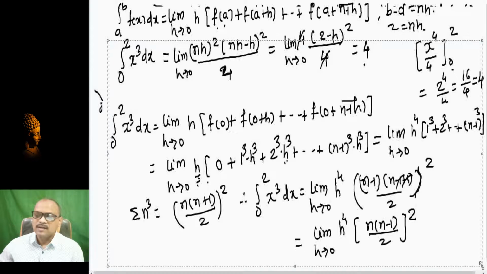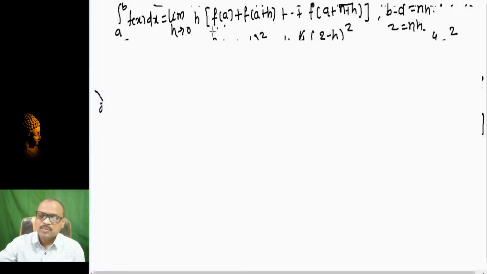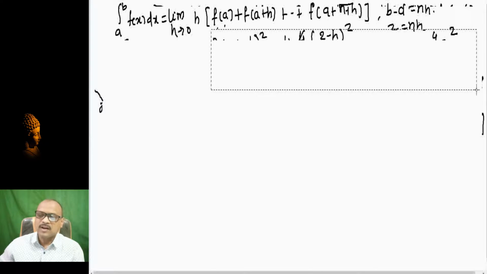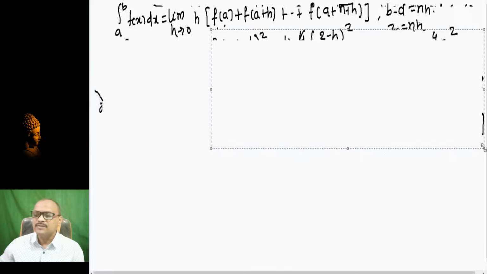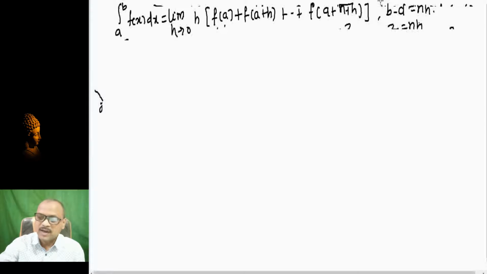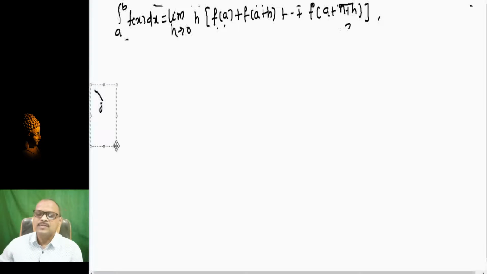Hence this process gives us another technique of evaluating, and another idea of how an integration is converted into a sum of the values of the function. We take another example.